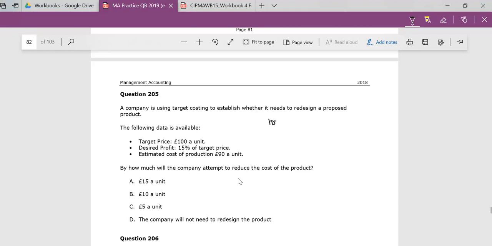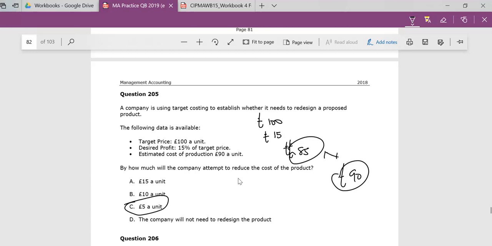Target price is £100. That's the best you're going to get for this thing. Your strategic leaders or your CEOs want 15% of this, so they want a profit of £15 in effect, which means that you're left to work with a cost of £85. That's the best. Right now it's costing you £90 to make a unit. Not good enough. It needs to come down. Question is, by how much? Well, by £5 a unit. And that's what's happening here.